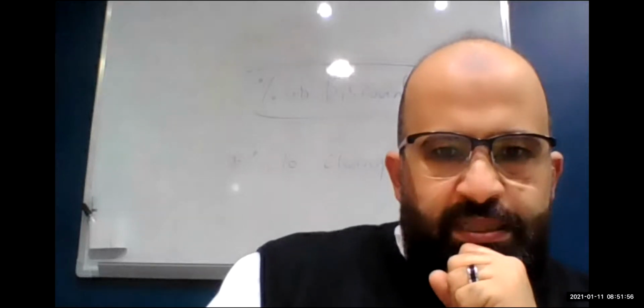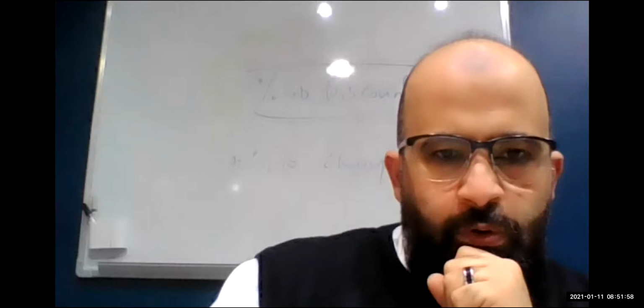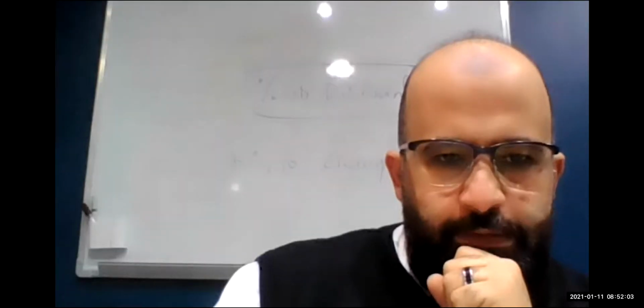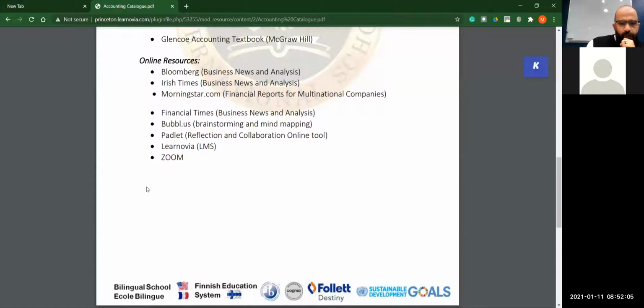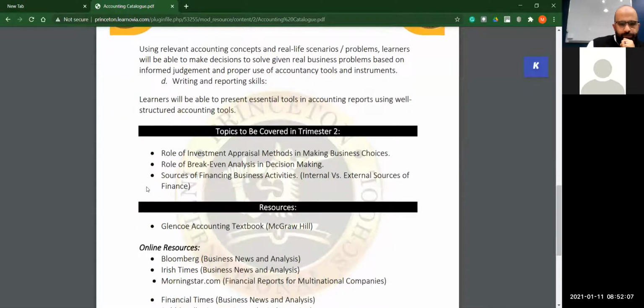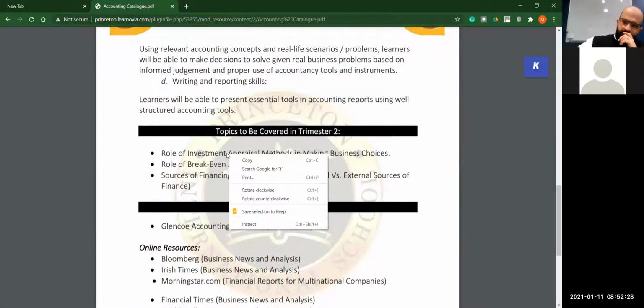So in this catalog, which is available now on the Learnovia page for accounting class, I want you to scroll down to page number 2. In page number 2, this is a list of the topics that we're going to cover during trimester 2. Number 1, we're going to continue with the role of the investment appraisal methods, the ARR and the payback period.